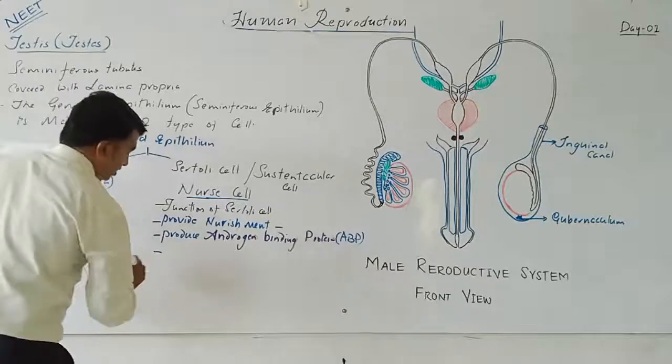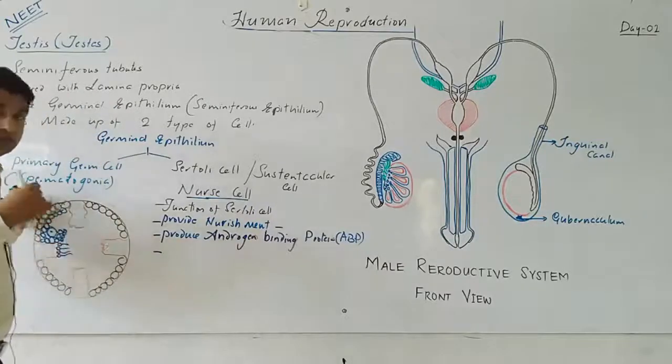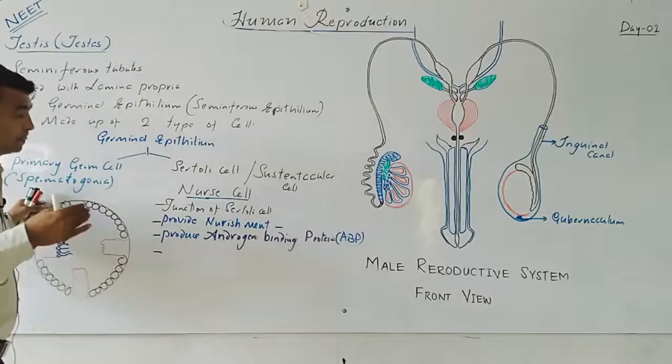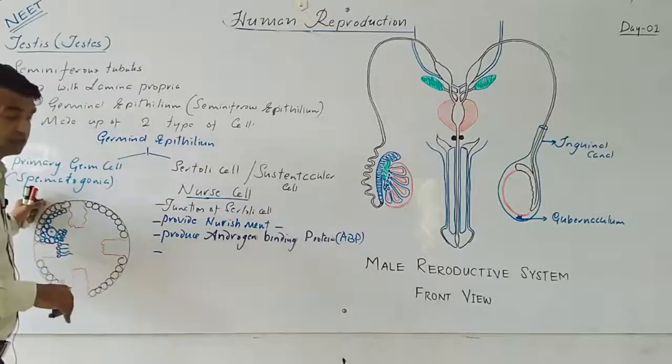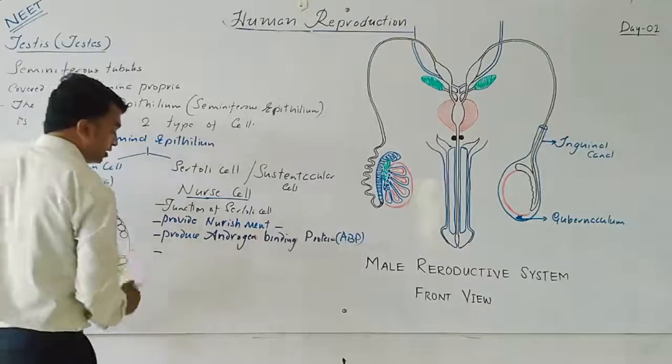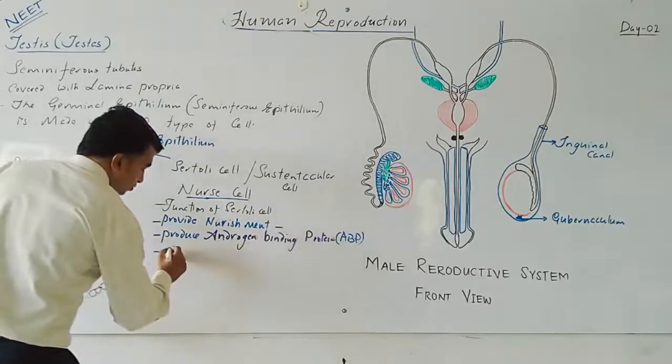Third, if the concentration of FSH increases, then this nurse cell also produces a protein that is called inhibin.